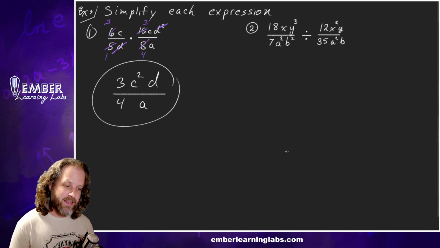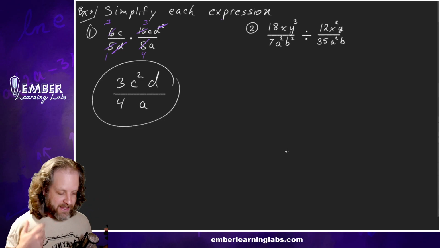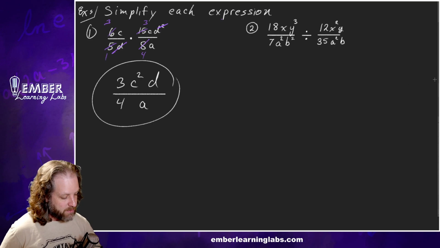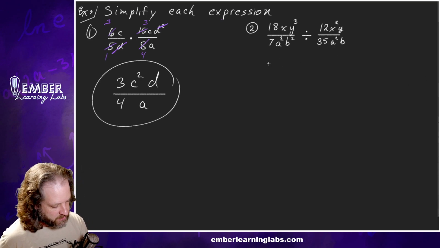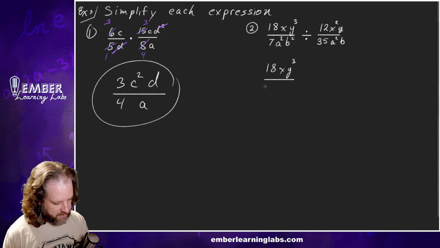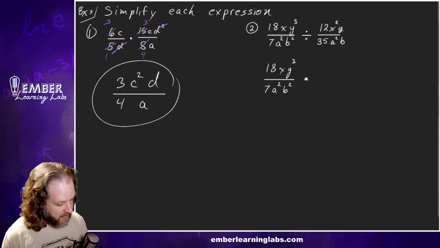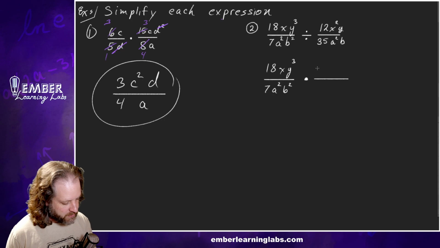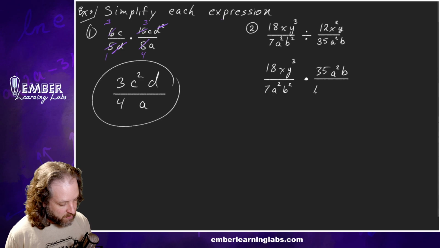Now, how do we divide fractions? Well, we multiply by the reciprocal of the second one, right? So we've got to first flip this second one over, and then we're going to multiply. So let's do that first. So 18 times xy cubed over 7a squared b squared times, going to turn into multiplication, right? We'll flip this one over. So put the 35 on top, a squared b over 12x squared y.